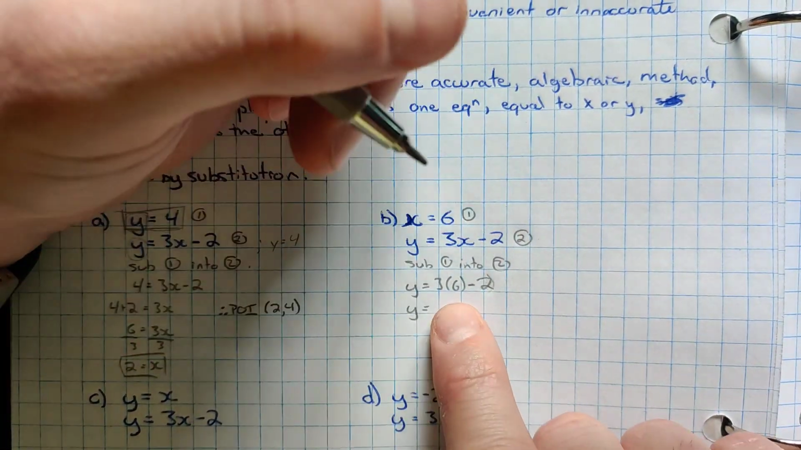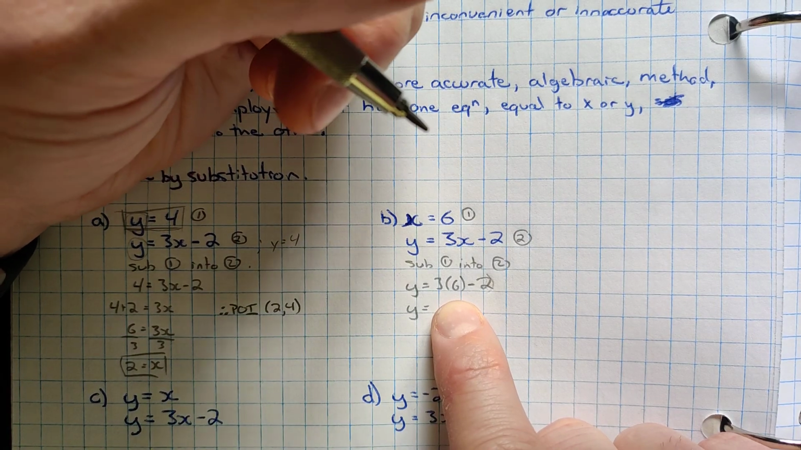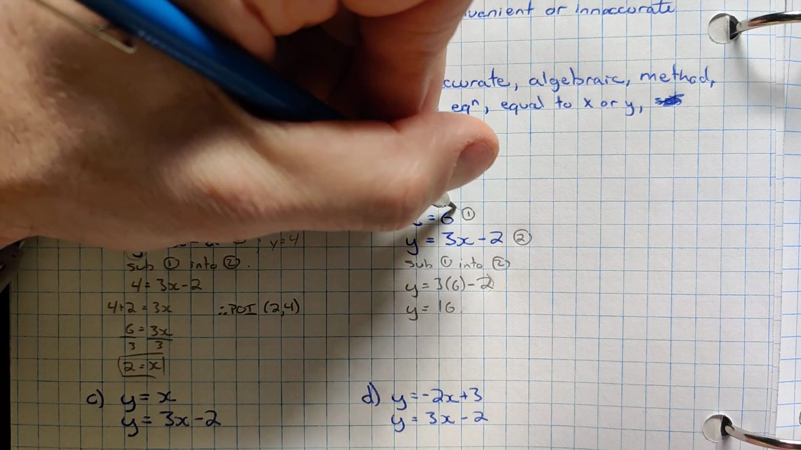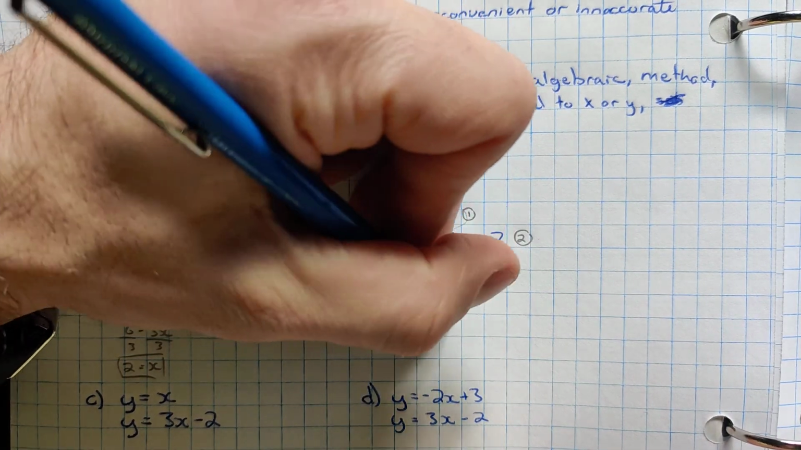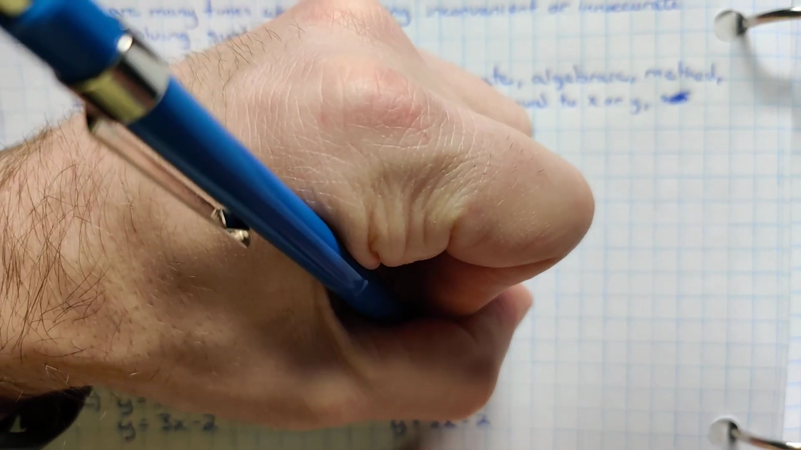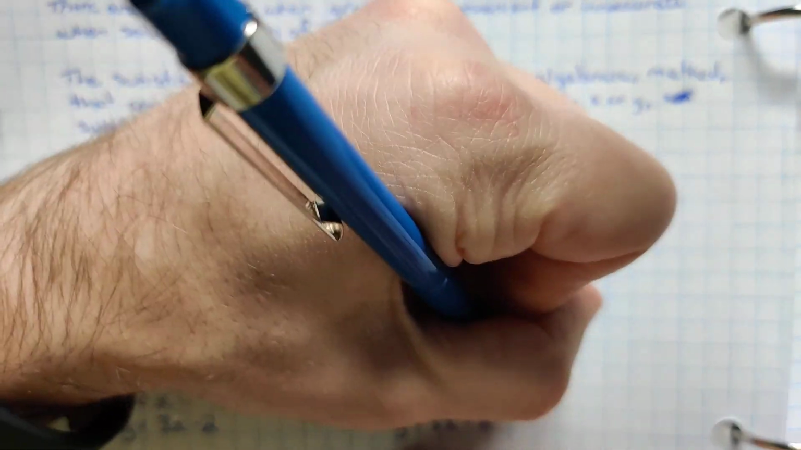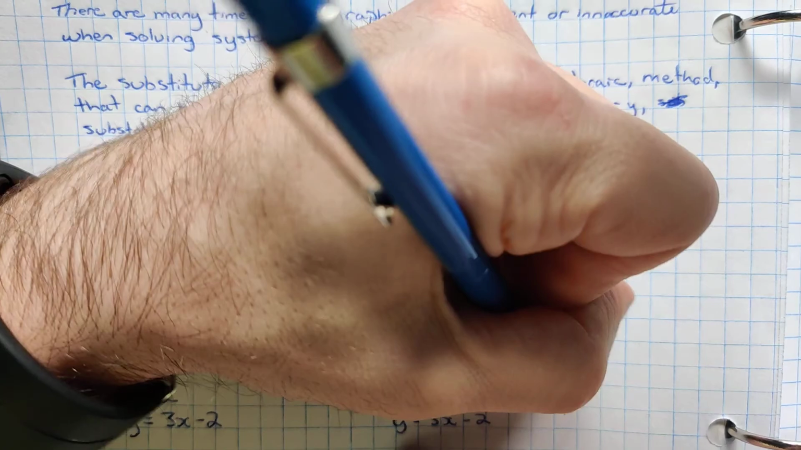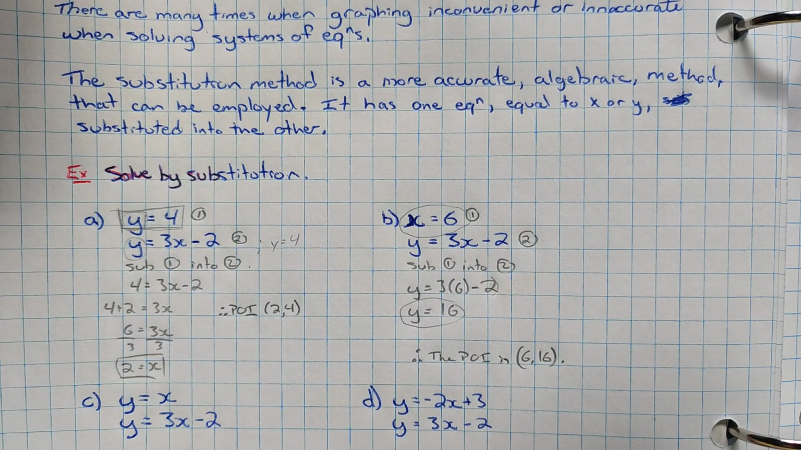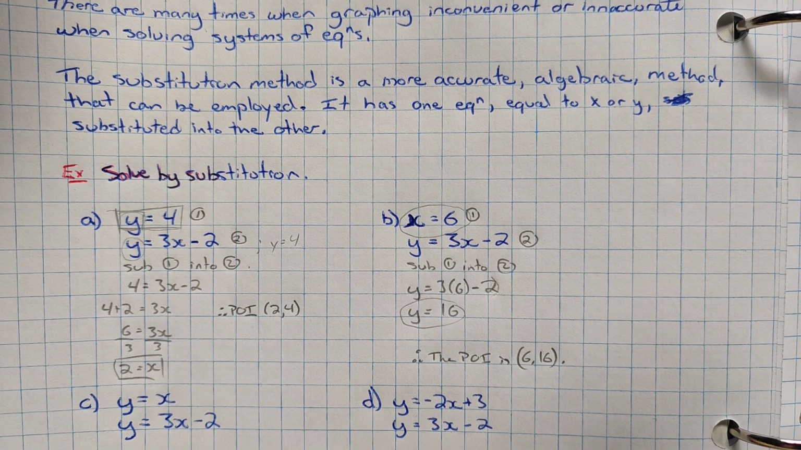Calculate that. 3 times 6 is going to give me 18. 18 minus 2 is going to be 16. So there I have my x value and my y value for the point of intersection. Therefore, POI is 6 and 16. And that's where those lines would intersect.